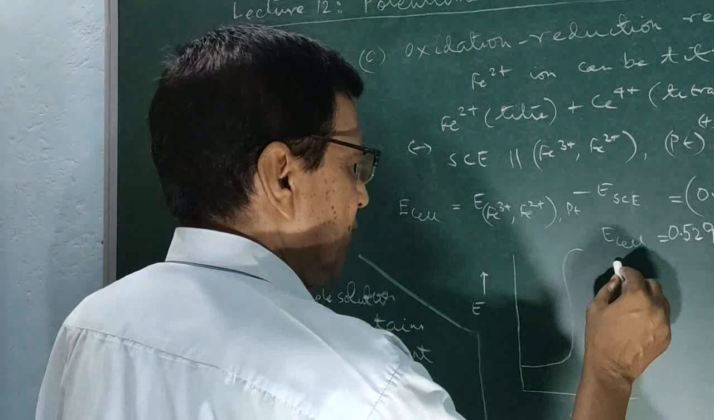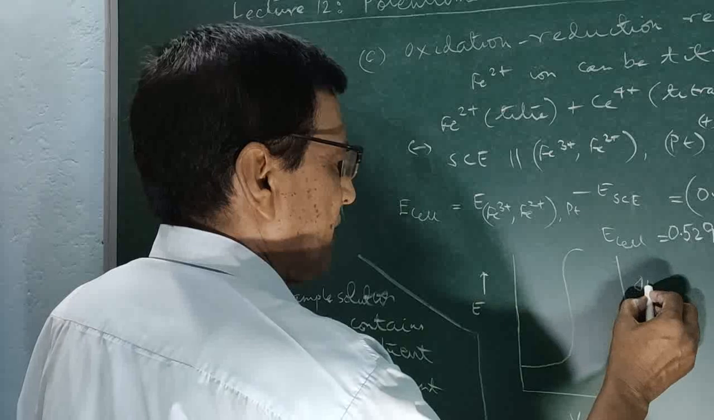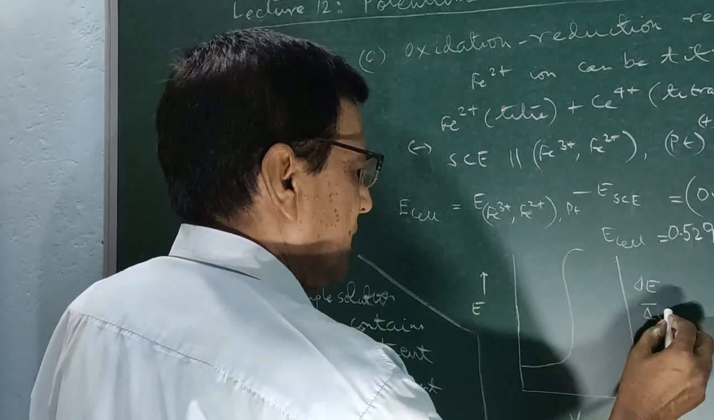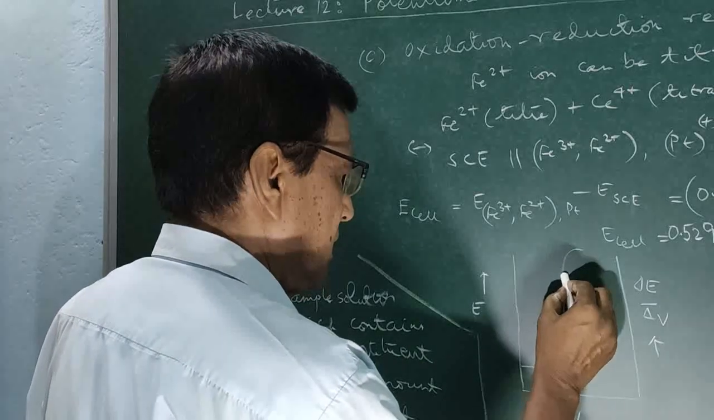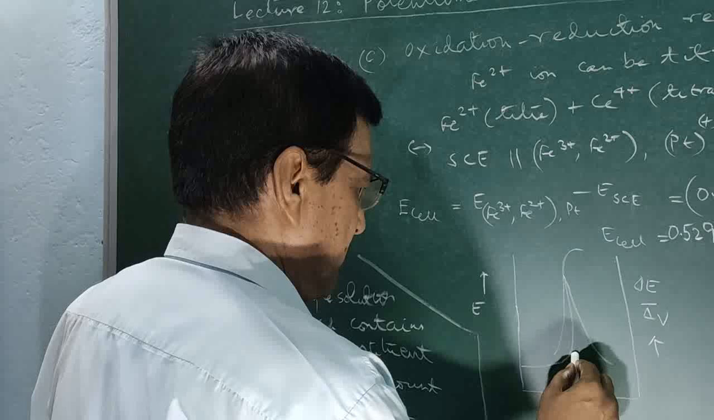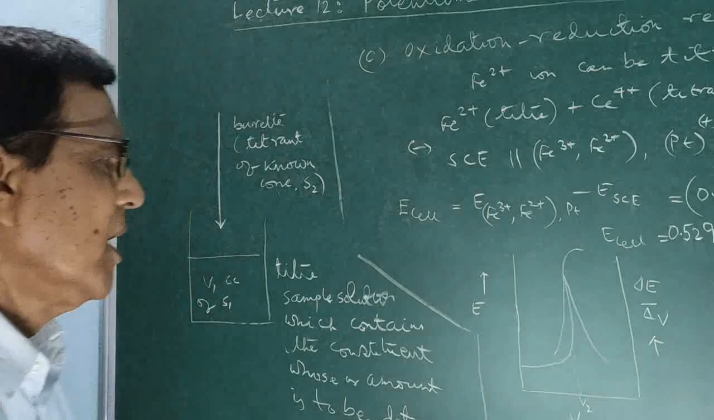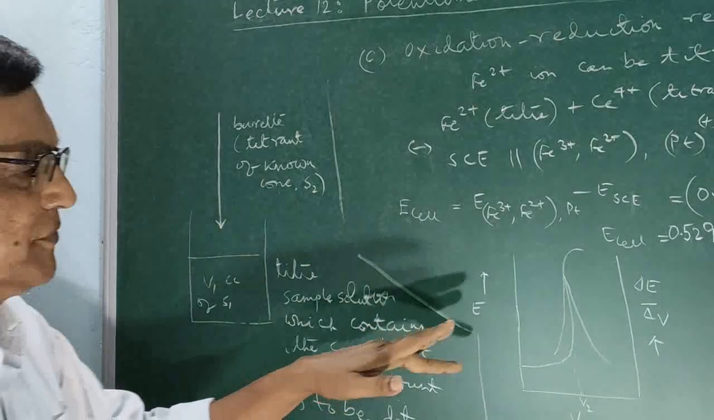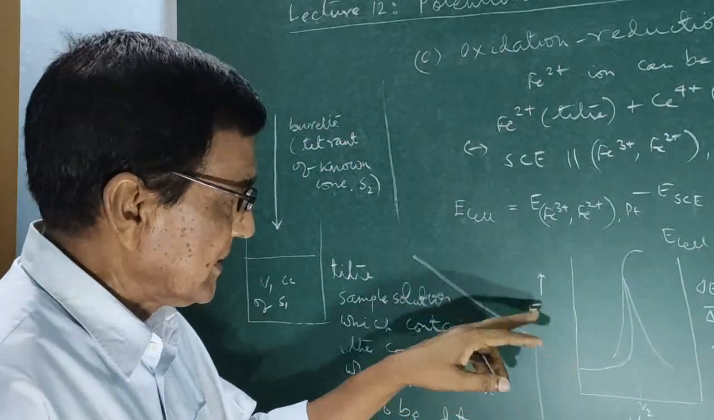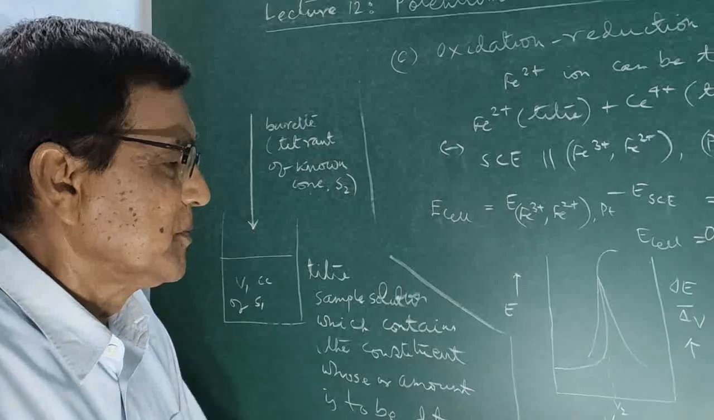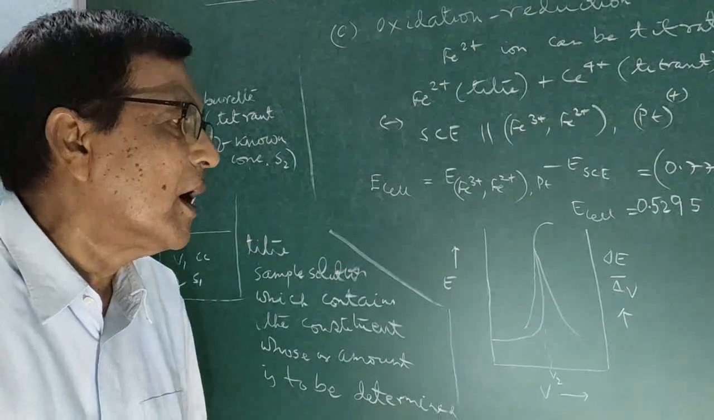And if we plot del E by del V in this direction, then it will be like this, and this is the end point V2. So as E is increasing with V and the slope is positive, this curve will be like this, unlike the other curve which I have shown earlier.